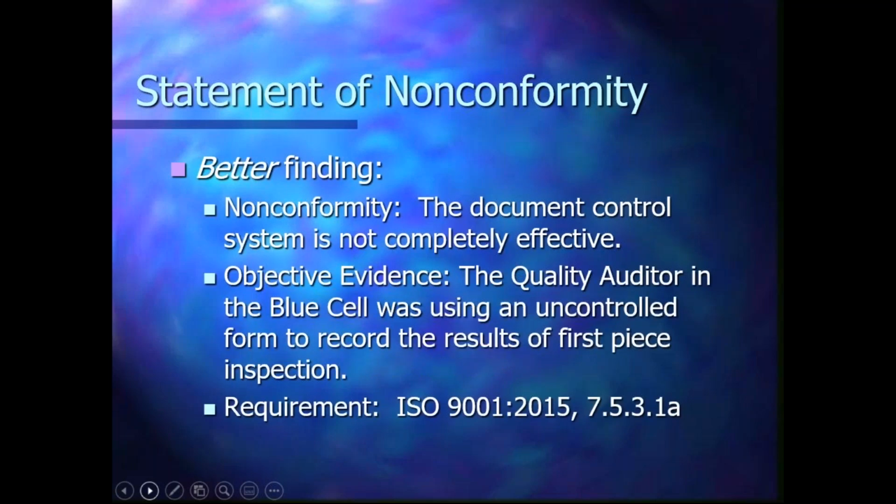Let's look at a better way to write this finding. The document control system is not completely effective. Again, we're using that word system right in the statement itself, supported by very clear, detailed objective evidence: the quality auditor in the blue cell was using an uncontrolled form to record the results of first piece inspection. And a citation of the requirement not being met, 9001:2015, 7.5.3.1a, again, taking it as far out to the letter suffix as possible.